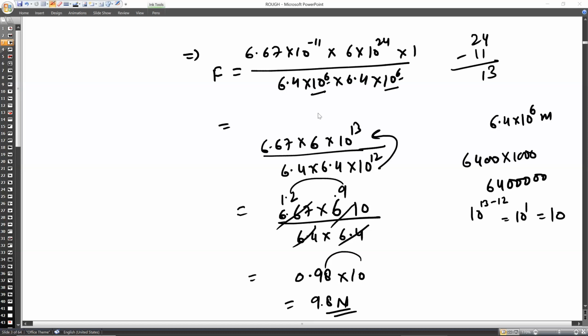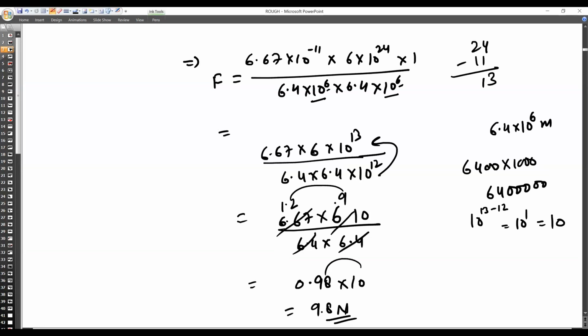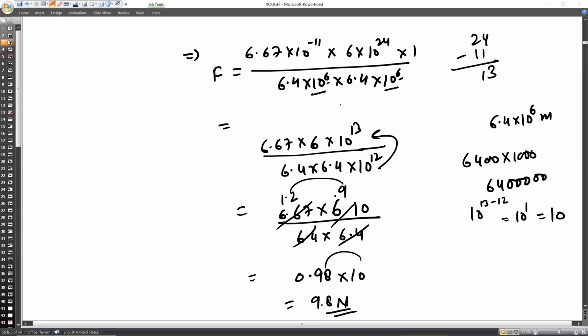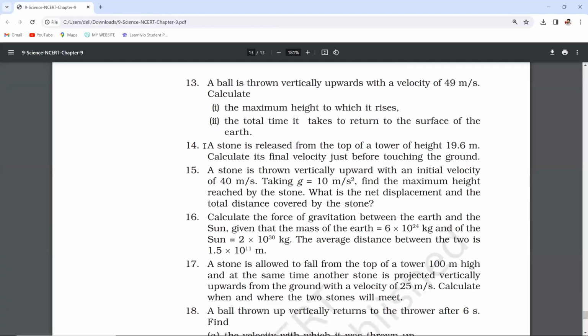So let's do the next question. Note it fast, please. Next question, we were having this question. Have you done this one? A ball is thrown vertically upward with a velocity of 49 meter per second. Calculate the maximum height it reaches. Tell me fast.